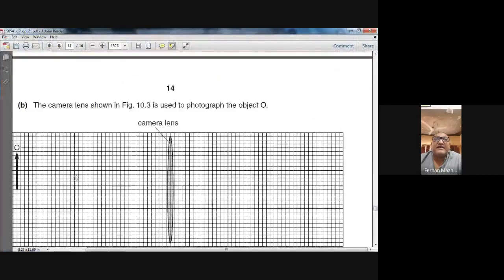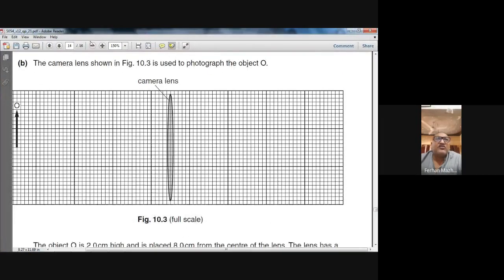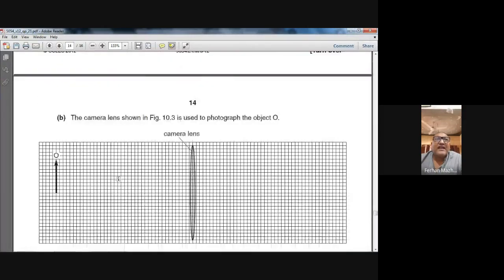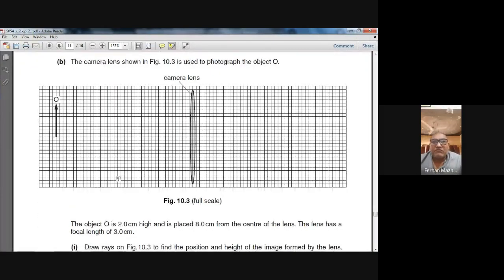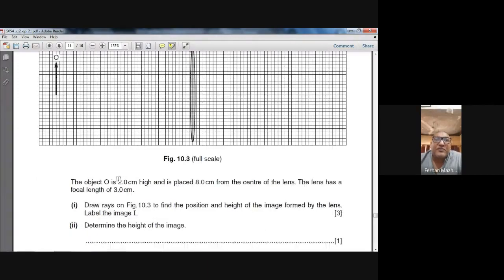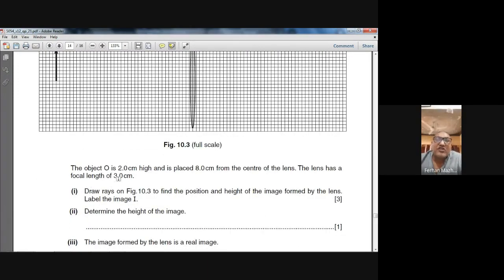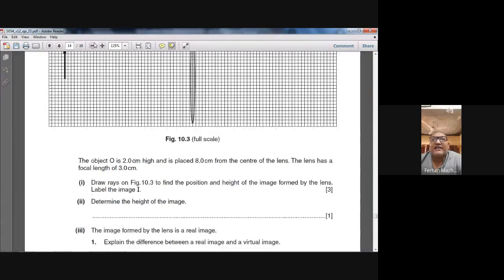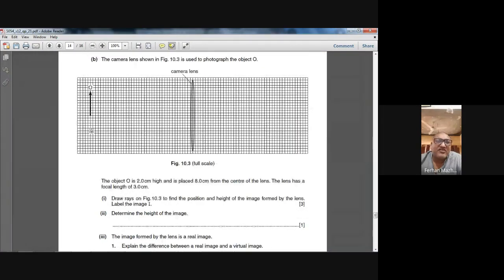And this is question number 10 and its B part. A camera lens is shown. The camera lens shown in figure 10.3 is used to photograph the object O. The object O is 2 centimeter high and is placed at 8 centimeter from the center of the lens. The lens has a focal length of 3 centimeter. Draw rays on the figure 10.3 to find the position and height of the image formed by the lens. Label the image I. It's a 3-mark question.